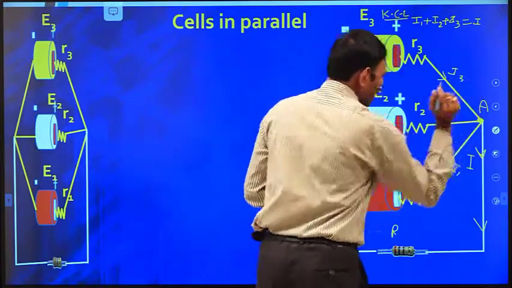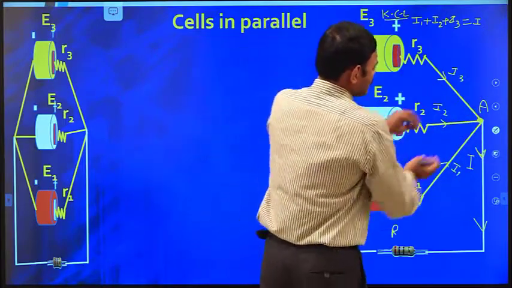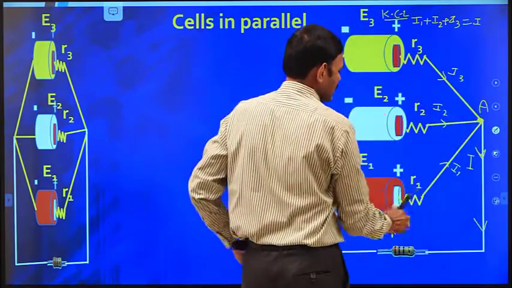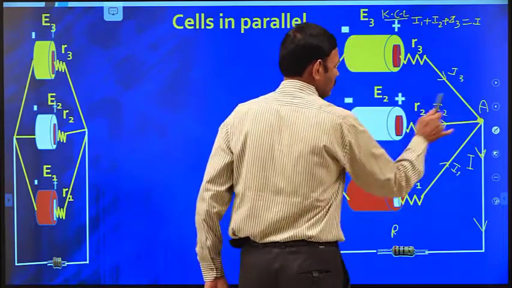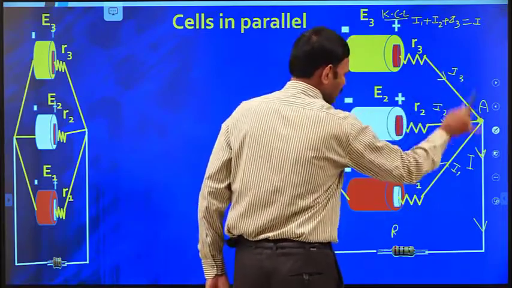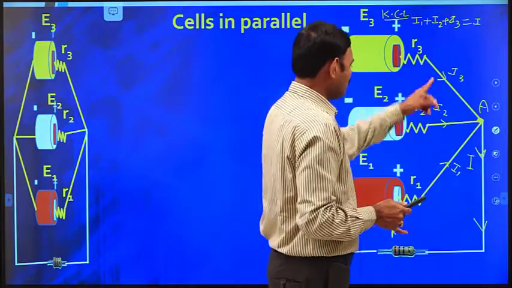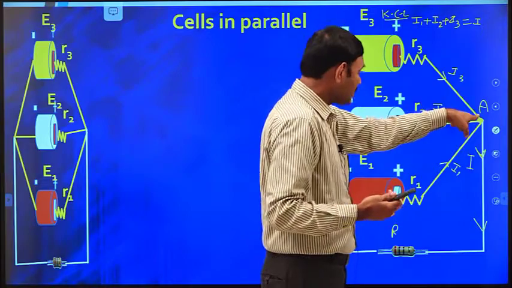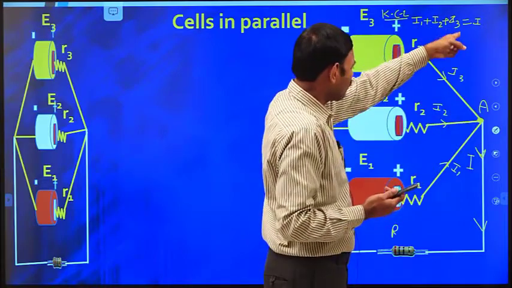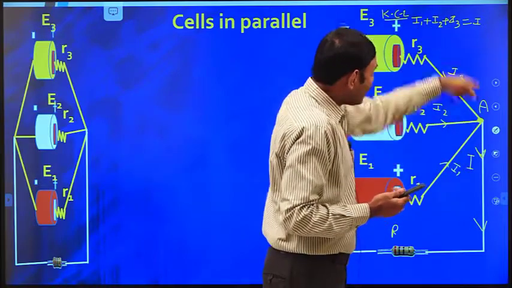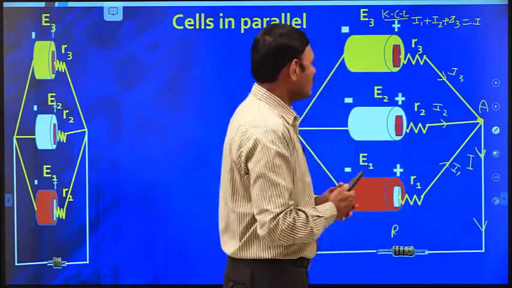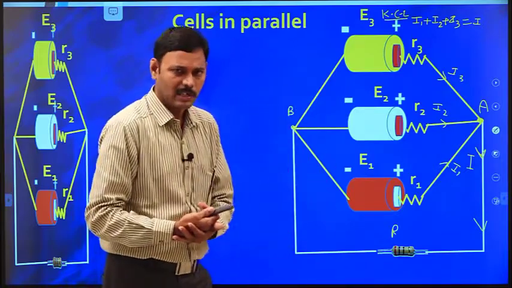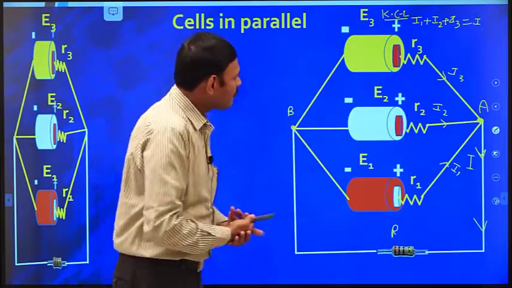When we have a junction A, some currents are reaching the junction and some currents are leaving the junction. What are the currents reaching the junction? I1, I2 and I3 are the currents simultaneously reaching the junction A. So the algebraic sum of currents reaching the junction A is I1 plus I2 plus I3. It is equal to the current leaving the junction. The current leaving the junction is I. So I1 plus I2 plus I3, the algebraic sum of currents reaching the junction, is equal to the algebraic sum of current leaving the junction.